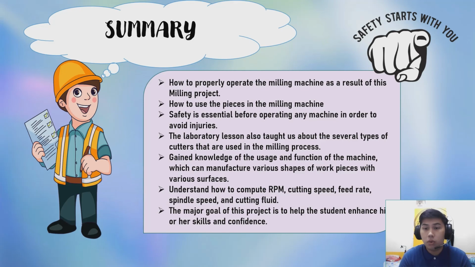As a summary for our Mechanical Lab 1 session, we get to know how to properly operate the milling machine, and how to use the parts of the milling machine. We also realize that safety is very vital before operating any machine in order to avoid any injuries. The laboratory lesson also taught us about the several types of cutters used in the milling process. We gain a lot of knowledge of the uses and functions of the machine, which can manufacture various shapes of workpieces with various surfaces. We also get to understand how to compute RPM, cutting speed, feed rate, spindle speed, and also the usage of cutting fluid.